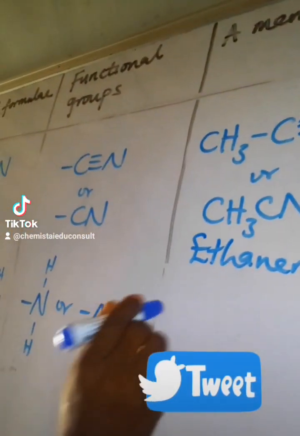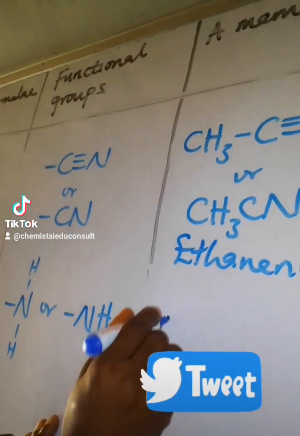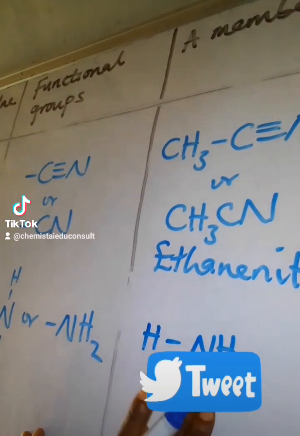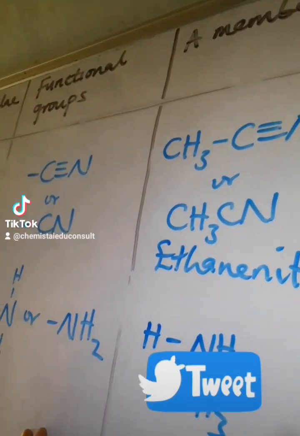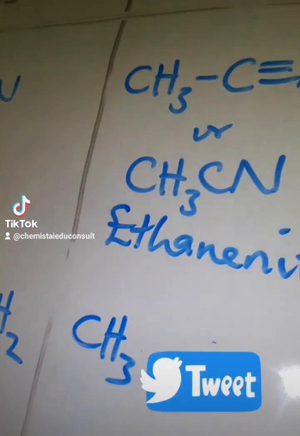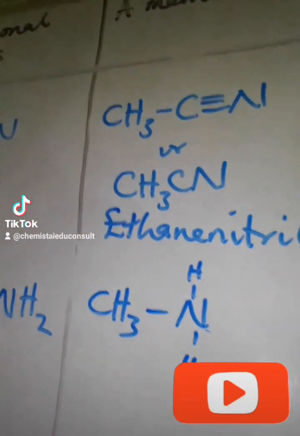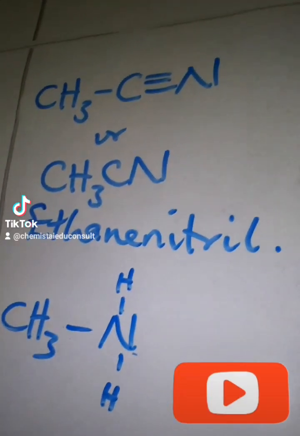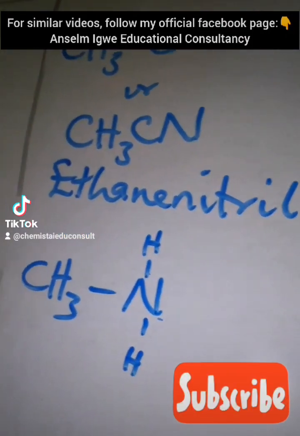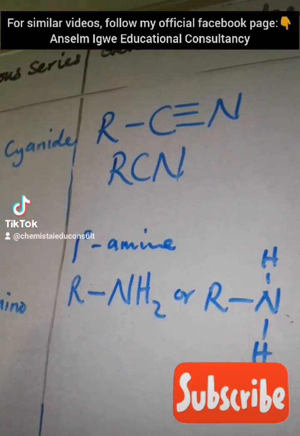This time around, there is no carbon here, so it's compulsory that we attach an alkyl group, not even hydrogen. Because if you put hydrogen here, what is this? Ammonia, NH3, which is not an organic compound. So it's compulsory you put CH3 and above, then NH2. Okay, so that is amine. But this kind of amine is called primary amine. This is the general formula for primary amine.